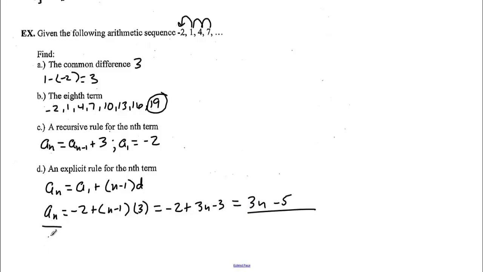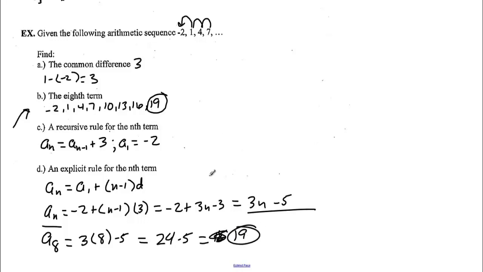Now let's see if that works for the 8th term, a sub 8, because we did that earlier and we found out it's 19. So we have 3 times 8 minus 5, which is 24 minus 5, which is 19, which matches the 8th term that we found before.